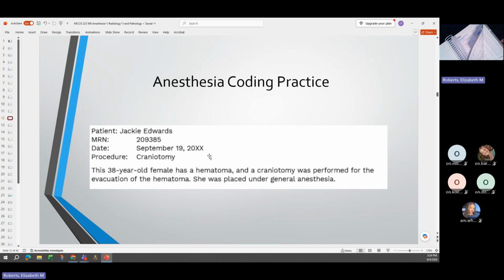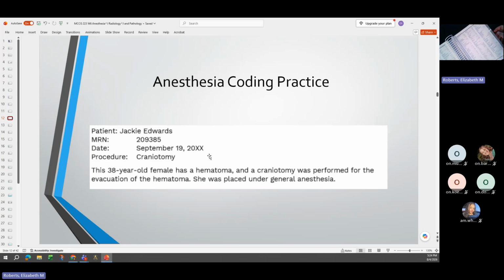Anesthesia. Yes, good guess. So what are we doing? Are we doing the craniotomy? No, we're not doing the craniotomy. The surgeon's doing the craniotomy. The surgeon's going to bill for the craniotomy, right? We're doing the anesthesia for the craniotomy. So let's look up that word anesthesia.